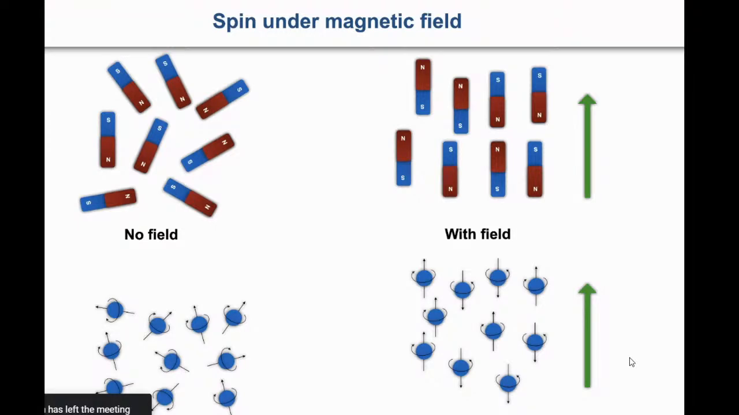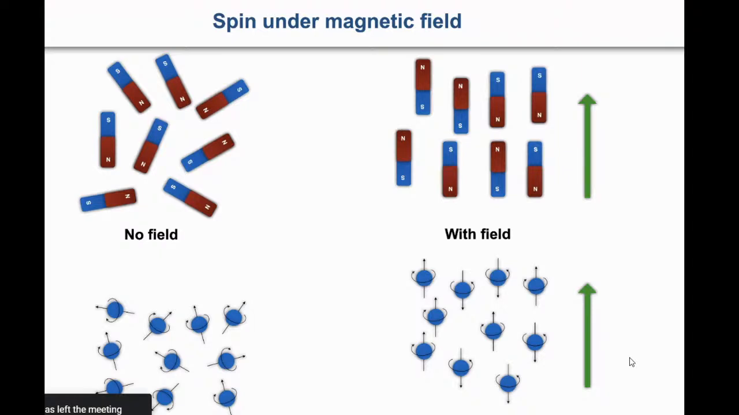Then when you put it in a magnetic field, many of them align, and many of them will not align. We call anything above spin half a quadrupole. It has multiple poles. A dipole has two poles, and you can't have a monopole, right? So this is a dipole for spin half. But if the spin quantum number is greater than half, then we call them quadrupoles. That means there are multiple poles in your nucleus.